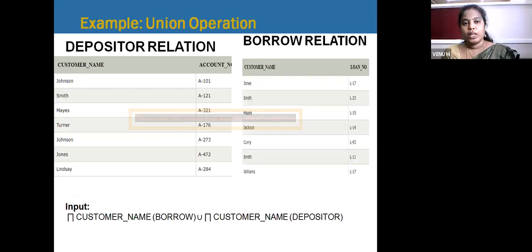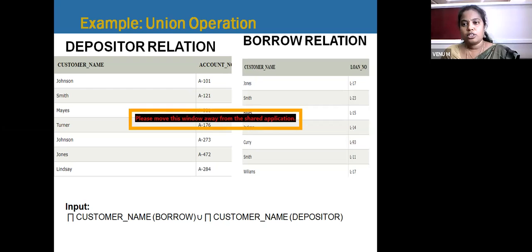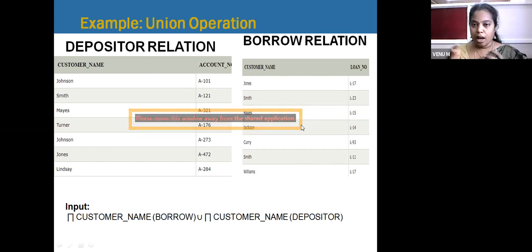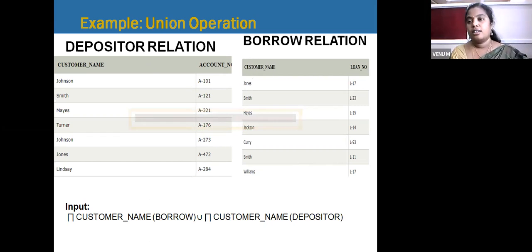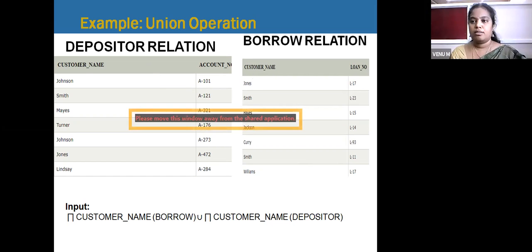See the example here: union of depositor relation and borrower relation. The depositor relation has two columns and the borrower relation has two columns. So here the input we have to give is: customer name from the borrower relation, union, customer name from the depositor table. You have to combine. The union means duplicate names are eliminated, and the names are displayed from both the depositor and borrower tables.